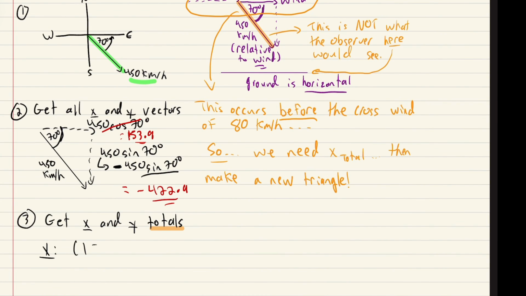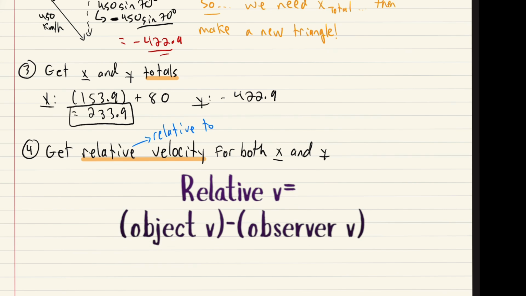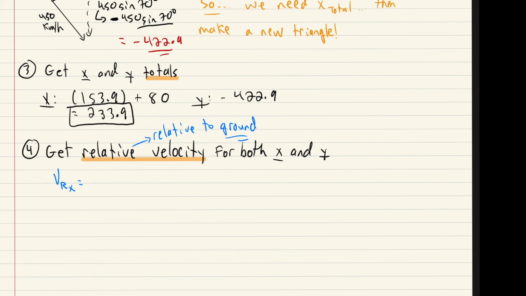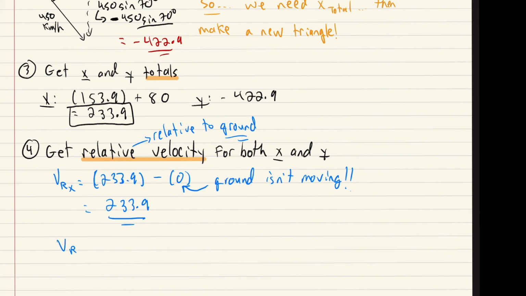And now we're going to add up all the x vectors and y vectors together to get our x and y totals relative to the air, of course. Now using the relative velocity formula, we're going to calculate the relative velocity in the x direction, but relative to the ground this time, and the relative velocity in the y direction relative to the ground. Now, since the ground isn't moving, that observer velocity is going to be 0. So then it would be the same as the total velocity relative to the wind. And same thing in our y direction, since it's not moving, it is also going to be subtracted by 0.